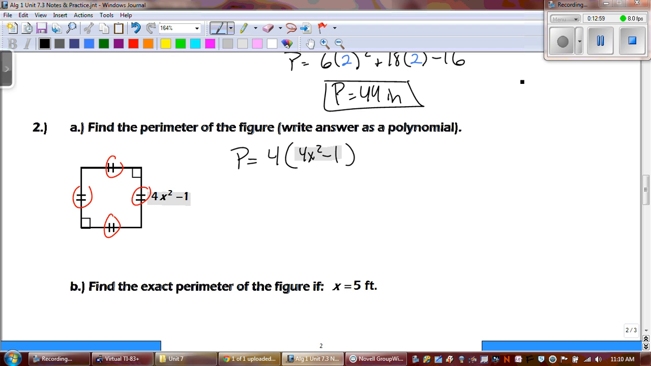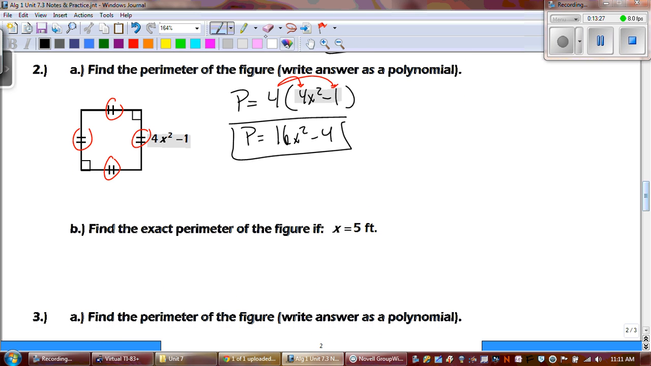Why don't you guys go ahead and do that? Remember, you're doing 4 times 4 and then 4 times negative 1. You should be getting 16x squared minus 4.